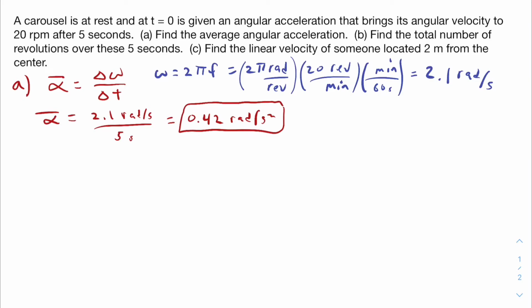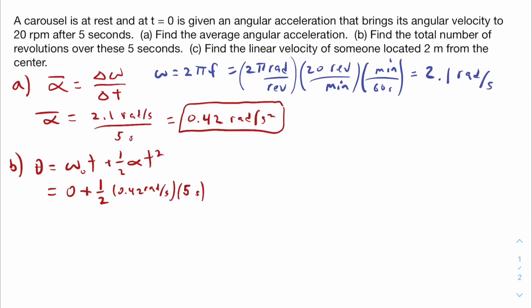To find the total number of revolutions that the carousel makes, we can use the following formula. This is just the rotational equivalent of one of the linear motion kinematics formulas that you've learned about. Since the carousel starts from rest, we know that the initial angular velocity is 0, so we can just plug in 0 for that term. Then we can plug in the value for angular acceleration that we found in part A, as well as 5 seconds for the total time. Solving this equation, we find that the total angular displacement is 5.25 radians.